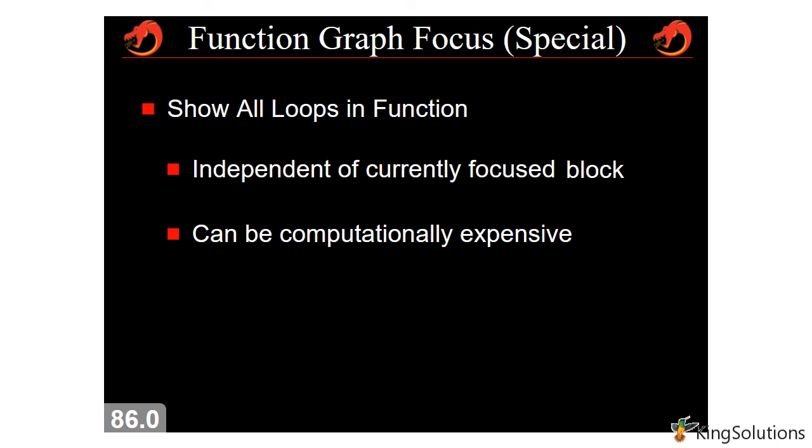Function graph focus, special. Show all loops in function. Independent of currently focused block. Can be computationally expensive. In a function graph focus, you are presented with a normal task dialog when all loops are being computed. If you cancel, it will ask for confirmation and then display the results as far as it was able to get. For most functions, this is pretty close to the right answer, but it still might have missed one or two small loops, depending on the complexity of the function.